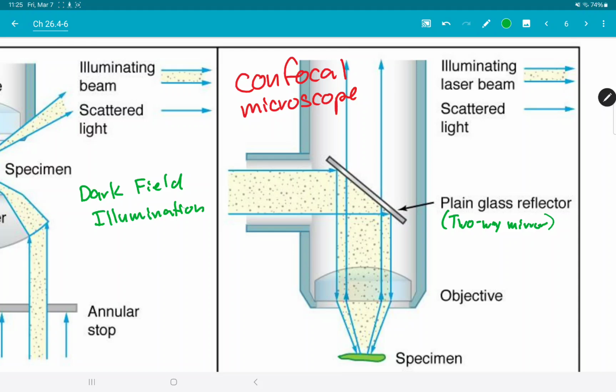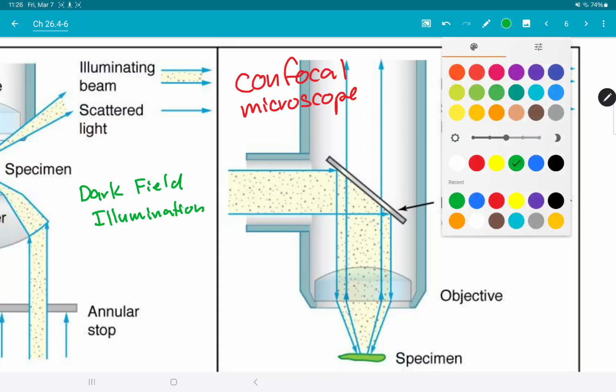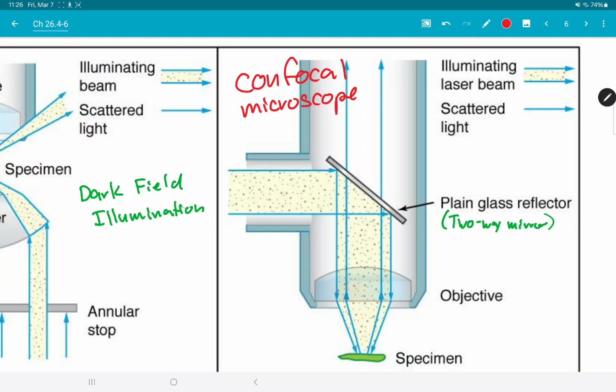So in this particular case, we have the light coming in. It looks just like a regular mirror and reflects. The light that's coming from the sample is getting collected by the same objective. Some of that gets reflected, but some of it passes back through on towards the eyepiece.